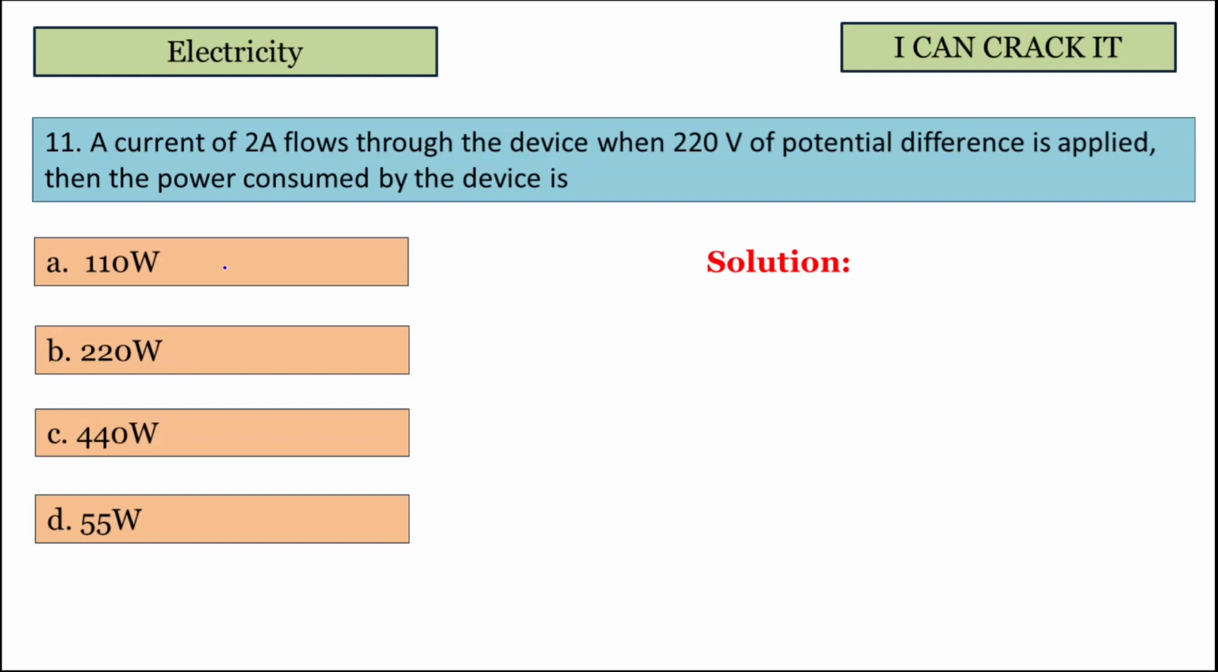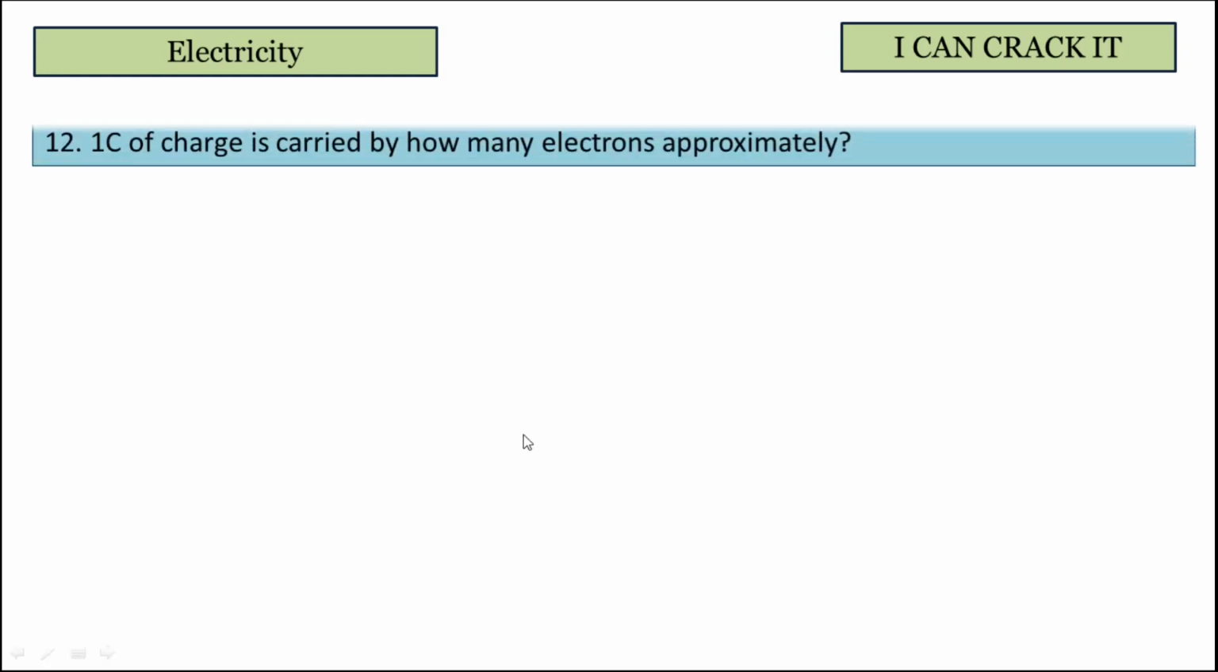The 11th one. The current of 2 ampere flows through the device when 220 volt potential difference is applied. The power consumed by the device is. What is the formula for power? Power is V into I. What is V? 220 volt. What is I? 2 ampere. 220 into 2, 440. What is the SI unit of power? Watt. So which option? Option C, 440 watt. Right. Let's see the next one now.